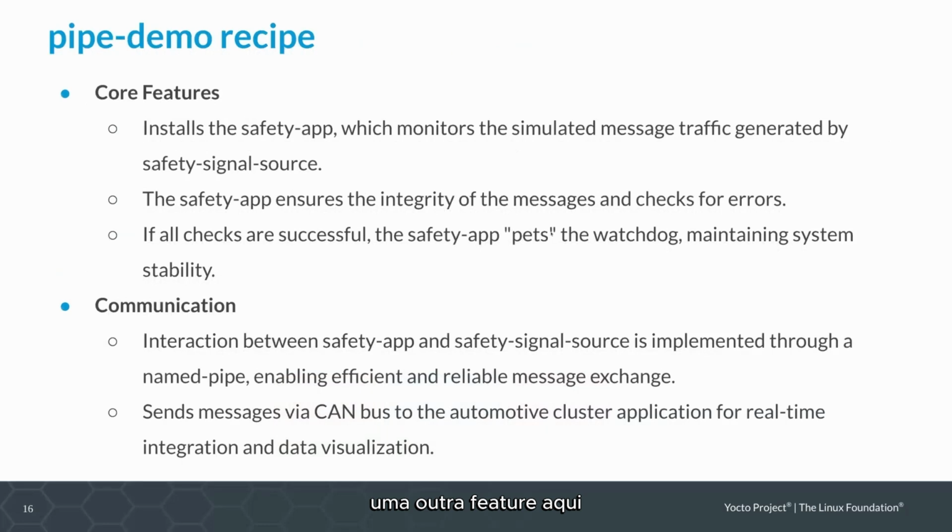Another feature, talking again about the pipe demo recipes: they install the safety app. You're going to see this will monitor the application and the watchdog, and we have this safe signal source, which creates the mock signals for us. And we also have an application that we run on the command line that will trigger a message with errors, so we can trigger the safe state of the application.